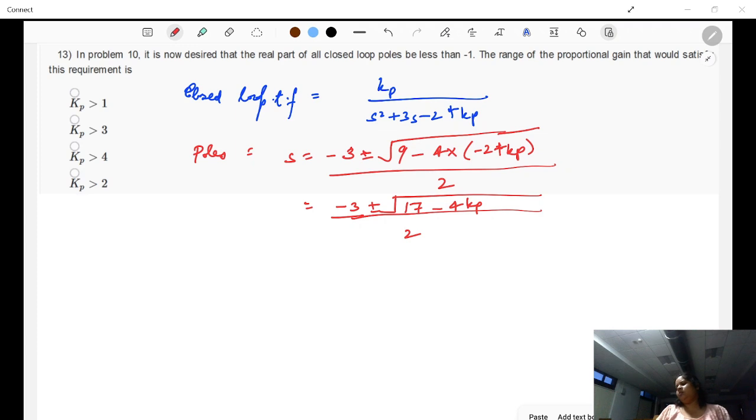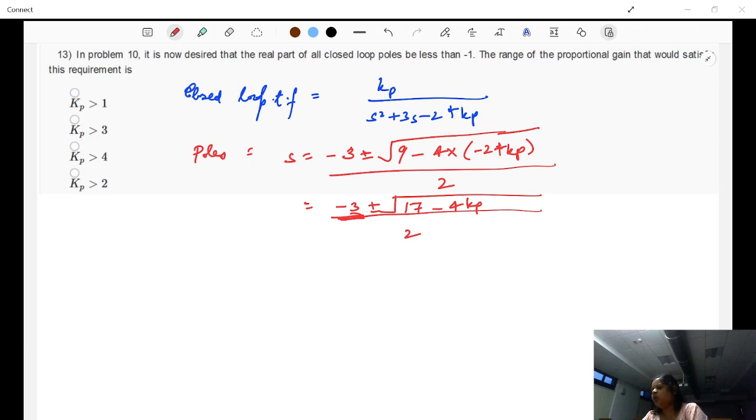So what we can do is that we want to essentially satisfy that the real part of all closed loop poles be less than minus 1. Okay, so when we try to do this, one way is that we can take this pole and keep on solving for all the poles to be less than 0. Another way is that we can choose some values of kp. For example, we already have minus 3. So anything that would disturb us is near that only.